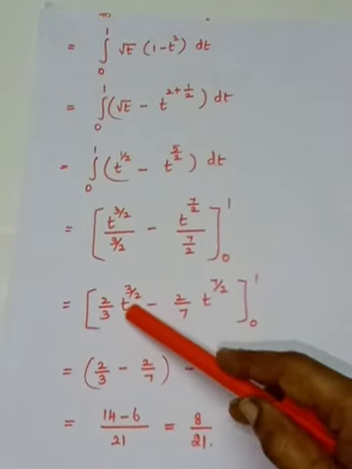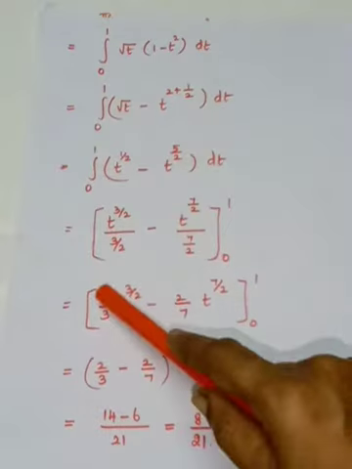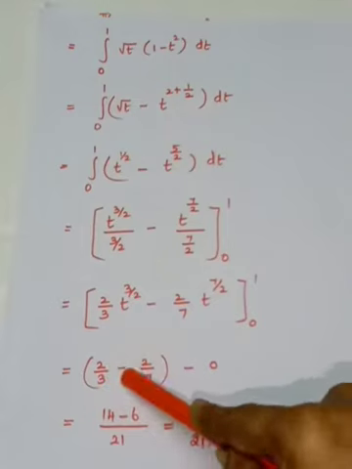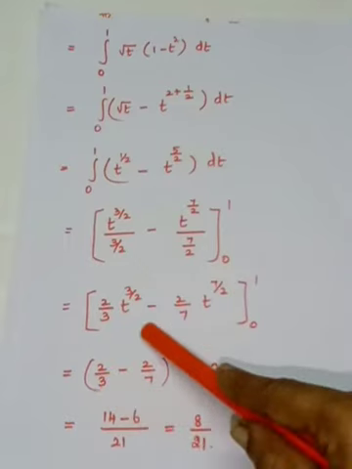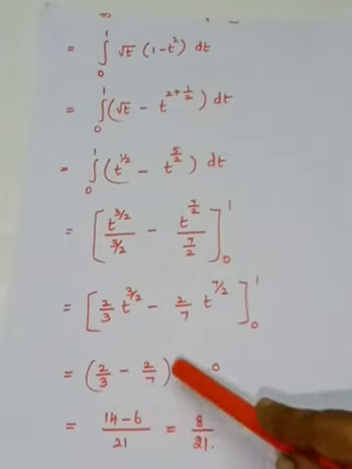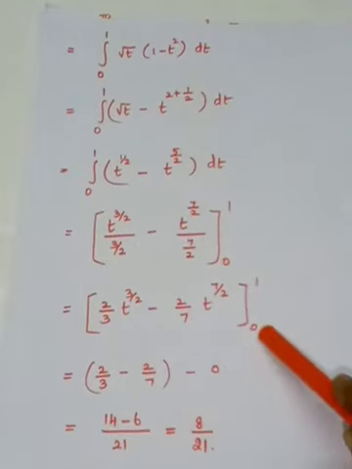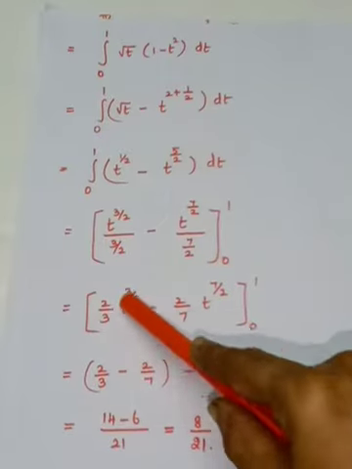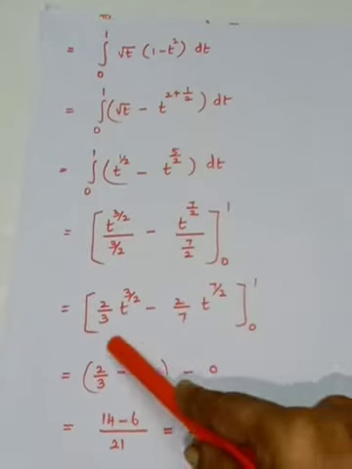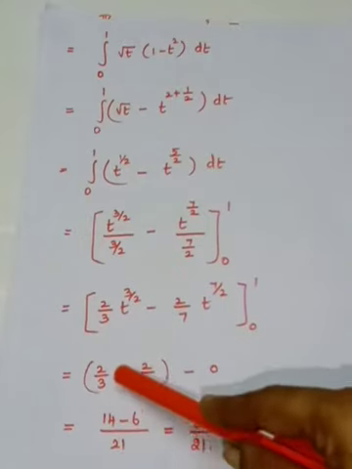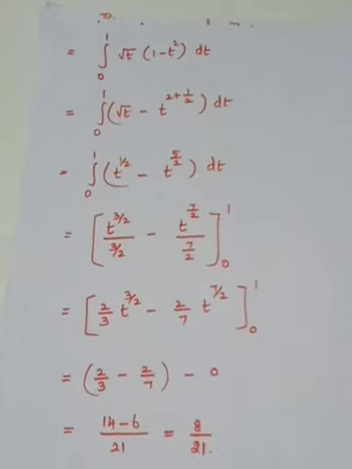First you go for the upper limit. In the place of t, you have to substitute 1. 1 to the power anything is 1. So the first is 2 by 3 minus, and when you apply the upper limit here also it is 1, so 2 by 3 minus 2 by 7, this is the upper limit. Next, you have to apply the lower limit. Before that, you have to write minus. The lower limit is 0. When you put t as 0, the first term is 0 and the second term is also 0. So the lower limit is 0. And you have to take the LCM. The LCM is 21, so the numerator is 14 minus 6. So the answer is 8 by 21.